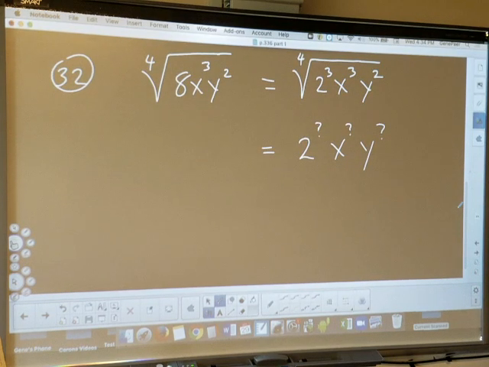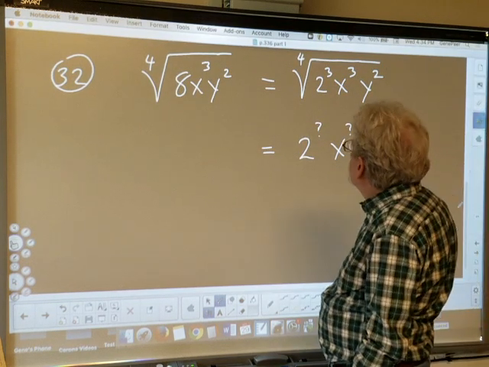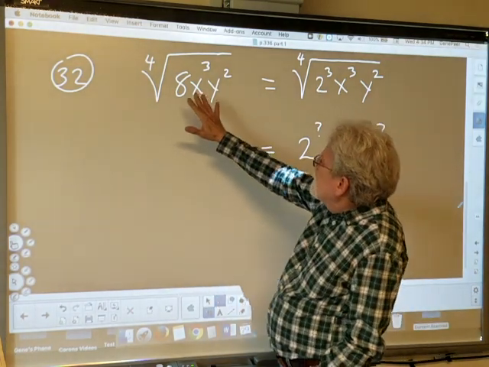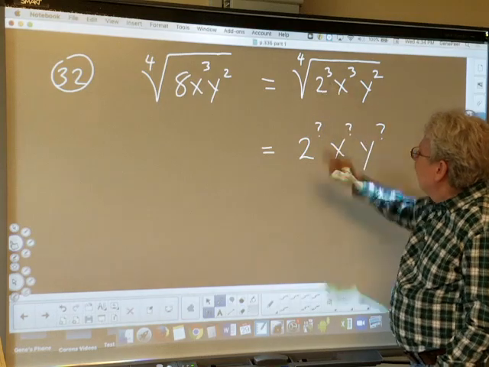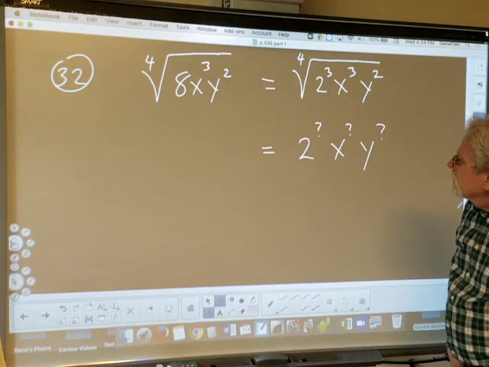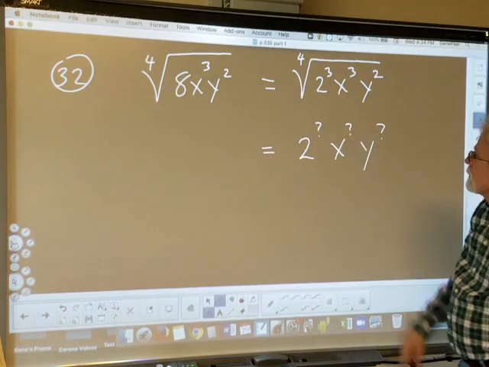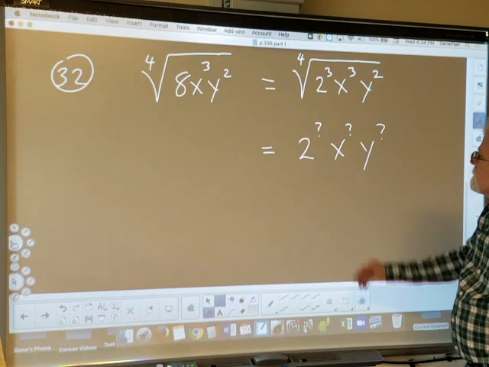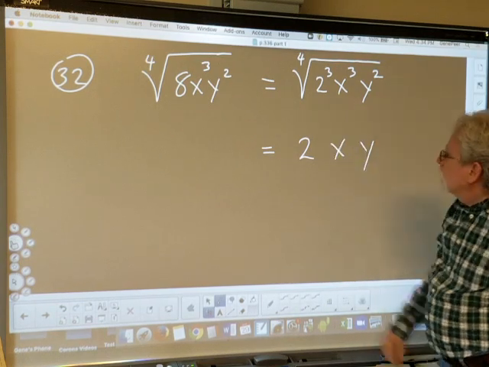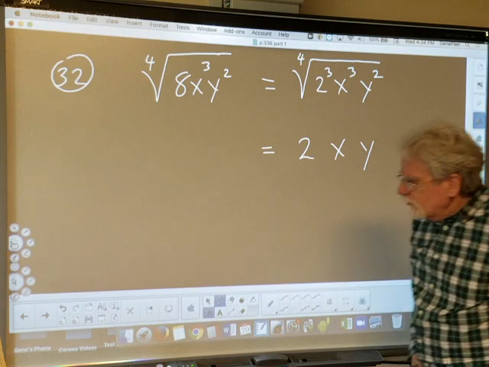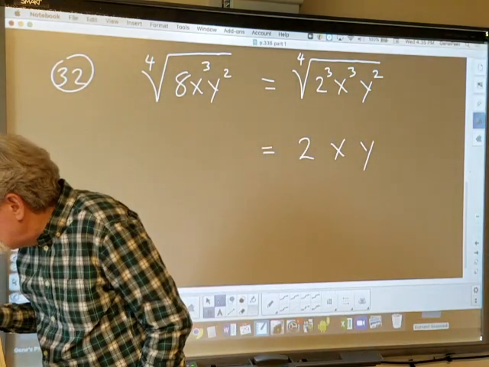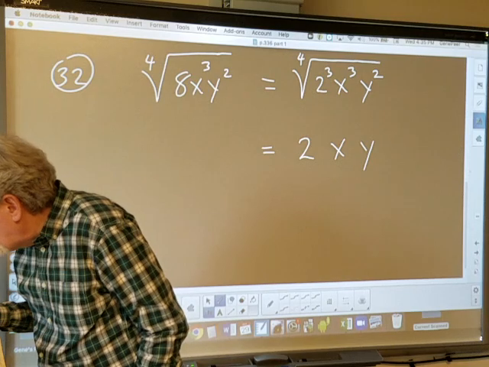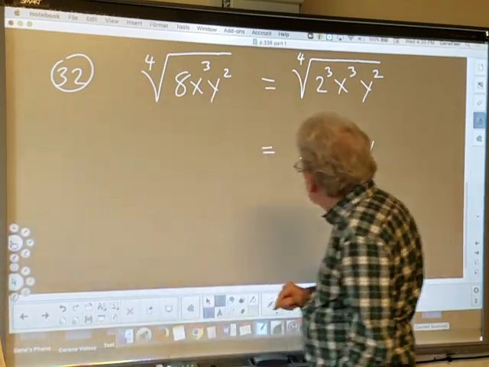Number 32. Let's see, what are we doing here? Yes, the best way to think of this is to change that 8 into 2 to the 3rd. Then we have x to the 3rd and y to the 2nd. Now, we're trying to get rid of the radical. The instructions here are telling us to write this with rational exponents. Yes, we're to rewrite it with rational exponents.